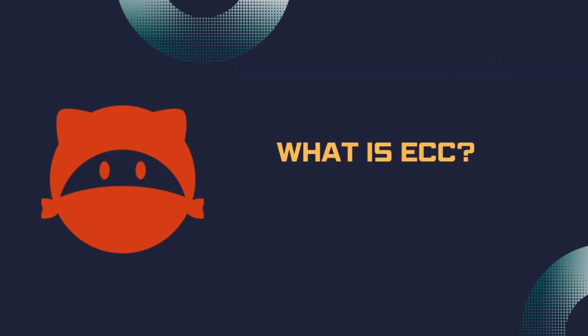Elliptic curve cryptography, or ECC, is a type of public key cryptography that uses elliptic curves over finite fields to perform cryptographic operations. This may sound complicated, so let's break it down. Firstly, let's look at what public key cryptography is.